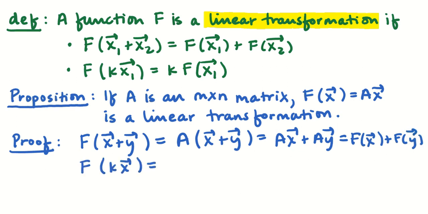So f of k times x is going to be a times kx. Which, okay, I didn't tell it to you exactly like that in the properties, but this is going to be k times ax. And that's why matrix multiplication is a linear transform.